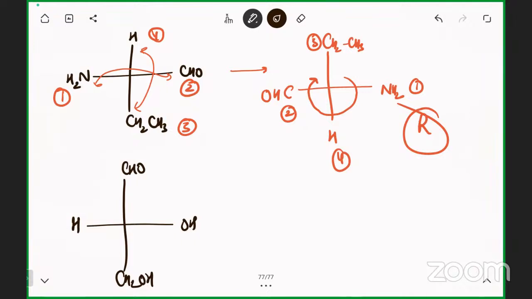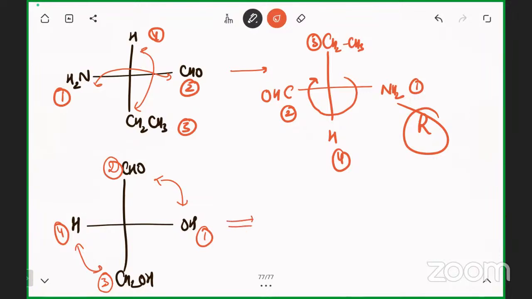R only, sir. Okay, tell me the priority. First priority is given to OH, sir. Second priority is given to CHO, third priority is CH2OH, and fourth priority hydrogen. H, yes, sir. Okay, so you have to exchange these two positions and these two positions.